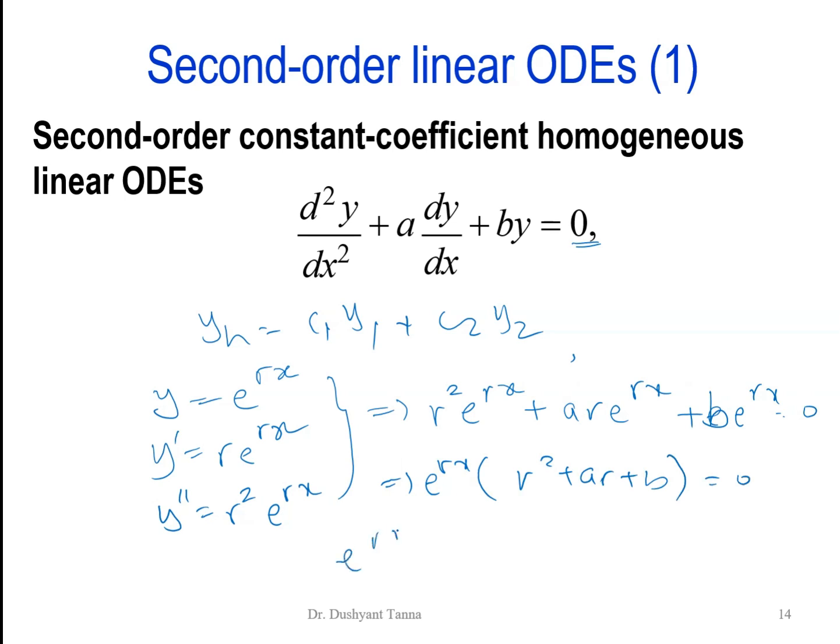Now, e raised to rx can never be 0 for any finite value. That will leave you with r squared plus ar plus b equal to 0. Over here, it looks like a and b are unknown, but they are constants. They will be provided in the question. So that's a quadratic equation.